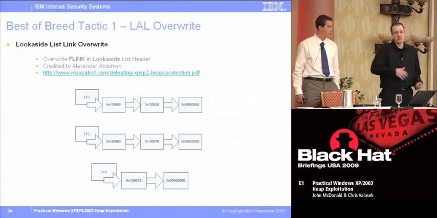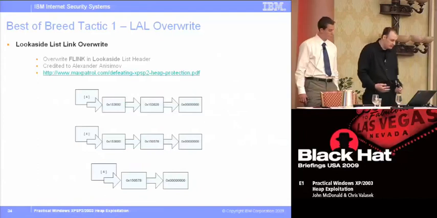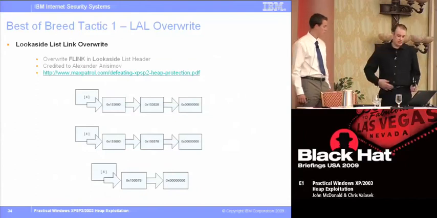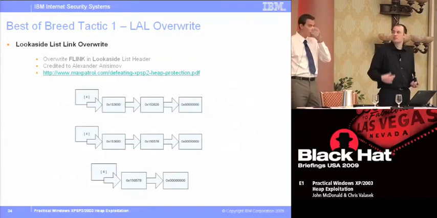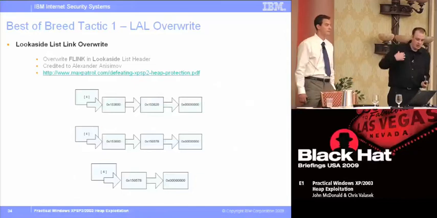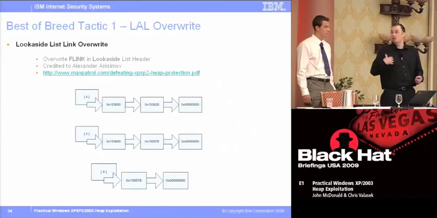So the first one, and this one is a mainstay currently of SP3 exploitation, is the look-aside linked list overwrite. So the look-aside front end is there for performance, and it's meant to work in highly concurrent code, so it uses an atomic compare and swap and uses a singly linked list. So basically it can be thread safe because it's obstruction free.